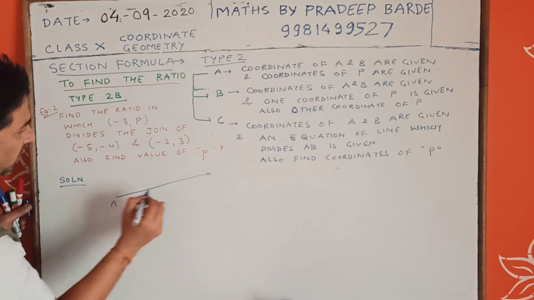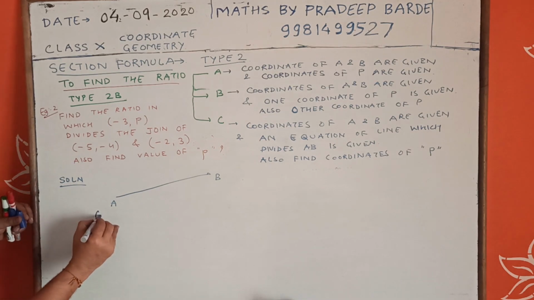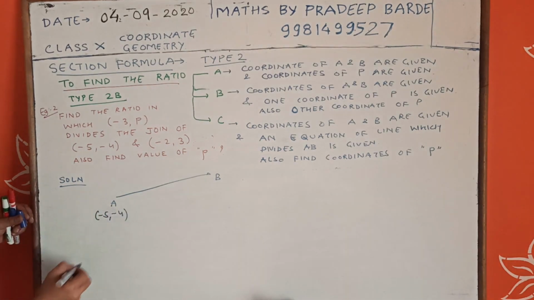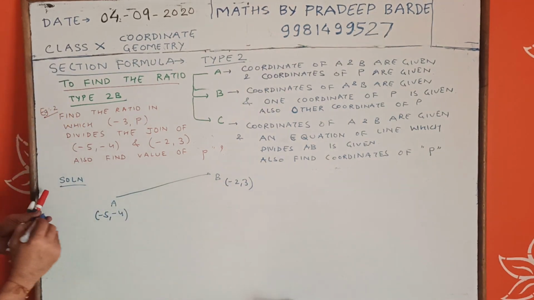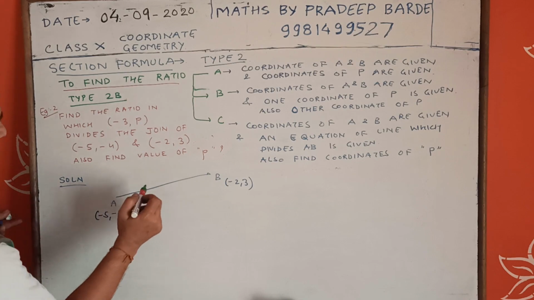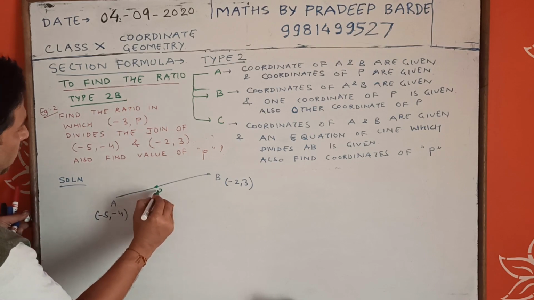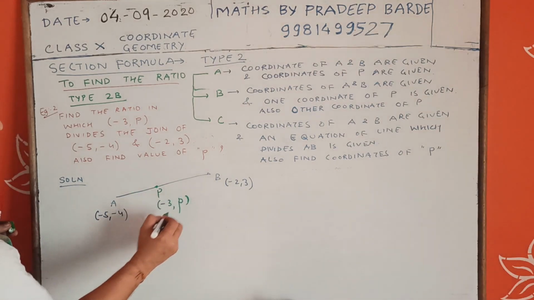ये हो गया आपका A, B. A के कोऑर्डिनेट्स है हमारे -5, -4. B के कोऑर्डिनेट्स है हमारे -2, 3. और बीच में पॉइंट P दिया है जिसके कोऑर्डिनेट्स है -3, p.